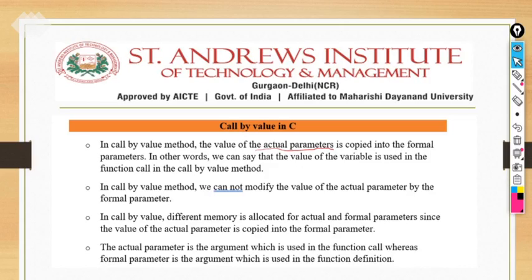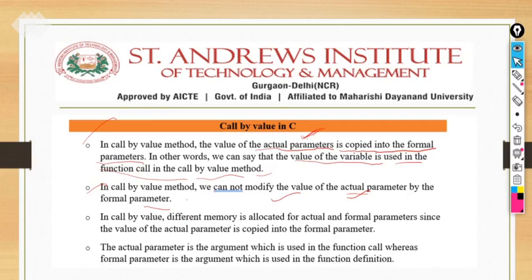In call by value, the value of the actual parameters, whatever you pass in the main body, is copied as it is into the formal parameters. That is the theme of this topic. So the value of the variable is used in the function call. In call by value we cannot modify the value of the actual parameter through the formal parameter, but the value of the actual parameter is copied into it.